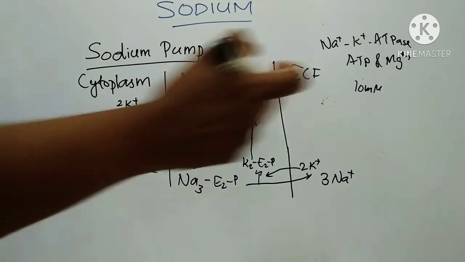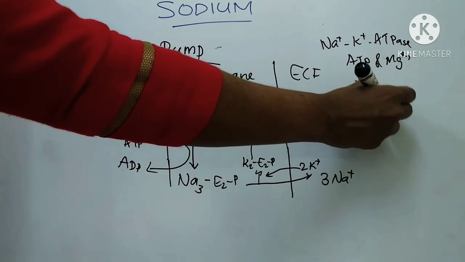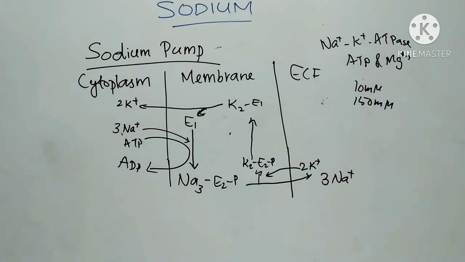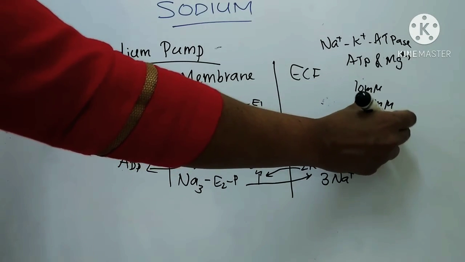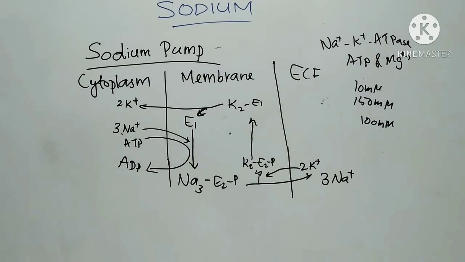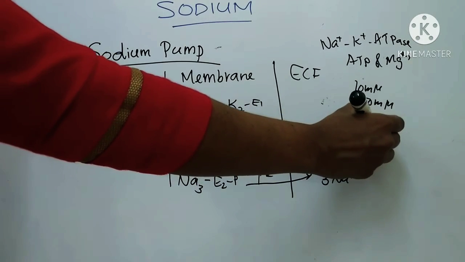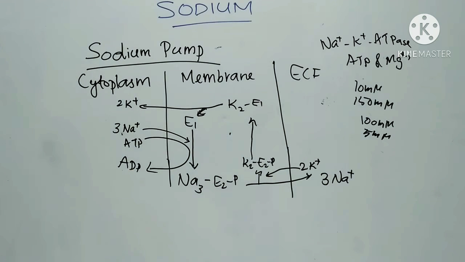Extracellular sodium concentration is 150 millimole. There is a high concentration of proteins and phosphate anions inside the cell than outside. The concentration of potassium inside the cell is 100 millimole and outside is 5 millimole. Thus, the sodium pump maintains both magnitude and direction of the transmembrane concentration gradient of these ions, that is sodium and potassium.